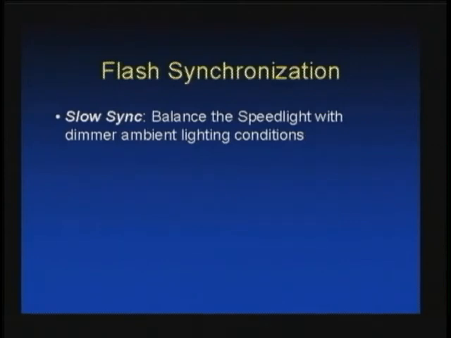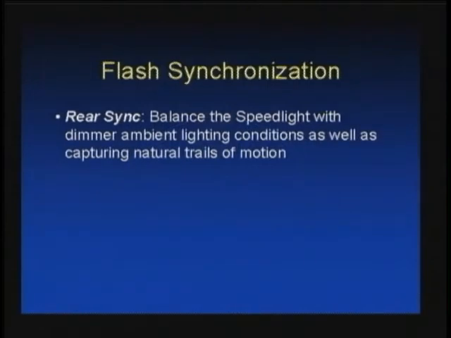So for instance, if your ambient light exposure without flash called for 4 seconds at f11, and you activated slow sync and you had f11 set, the camera would choose 4 seconds at f11 with flash, providing a natural balance between the ambient light and the SPEEDLIGHT's light. It's a great technique. Rear synchronization is exactly the same, except the flash fires at the end of the exposure and preserves natural trails of light.